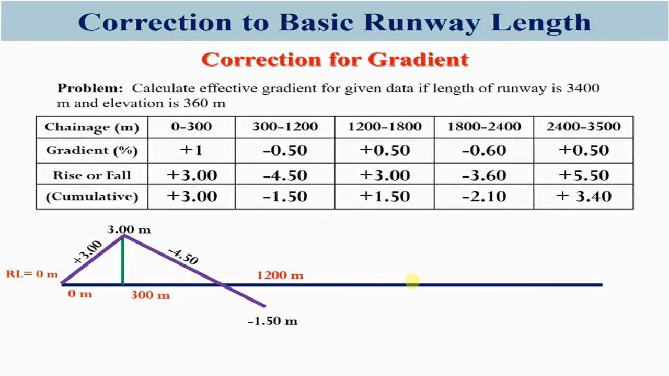So here my ascending value was 3, here my value is minus 4.5. So at 1200 meter, I am having a descending slope of 1.50 meter. Is it clear? So this is the value.